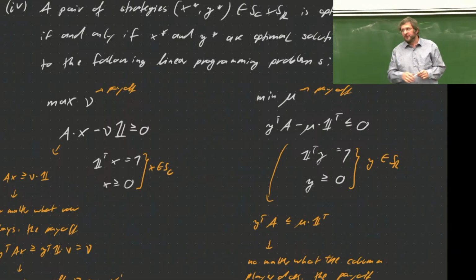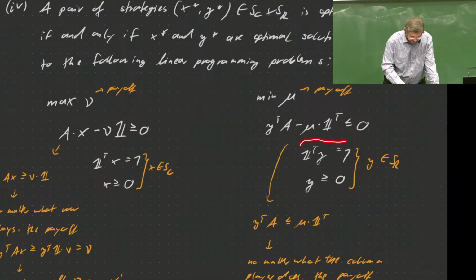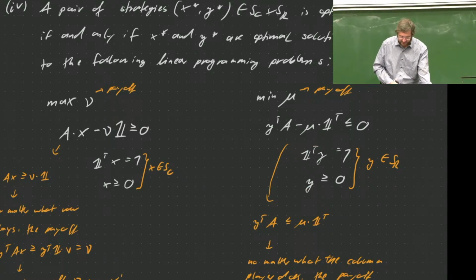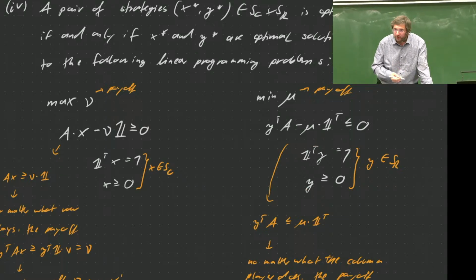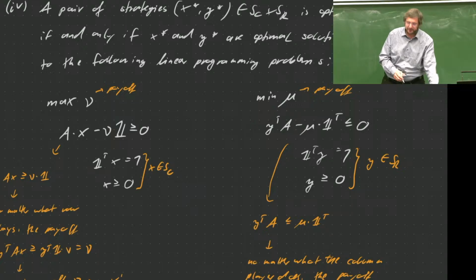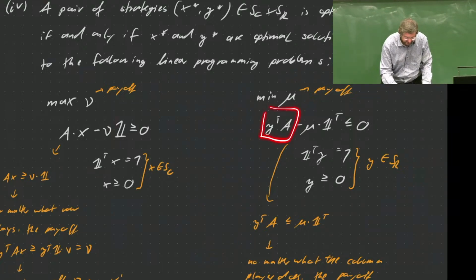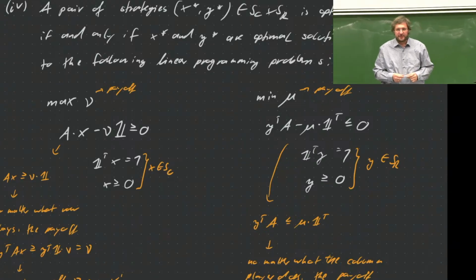Row player solves basically the same problem. Row is choosing a strategy called Y. So again, this encodes that Y is a strategy. The row player is interested in minimizing the payoff. So here we call the payoff mu, and he minimizes that. And from his point of view, this is the part of the payoff he can influence.